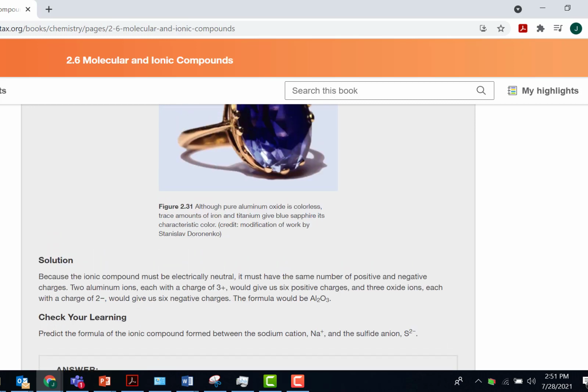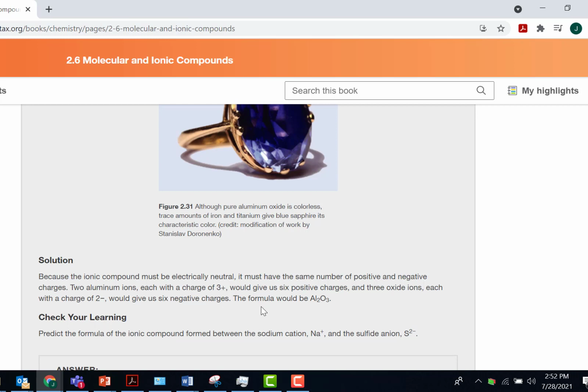So what we can do to look at this is we can say, if we have a +3 charge, we need to have 2 of those to balance 3 -2s. You're basically looking for a common factor there, which in this case is 6. So 2 times 3 is a +6, and 3 times -2 is a -6. So then those charges balance.